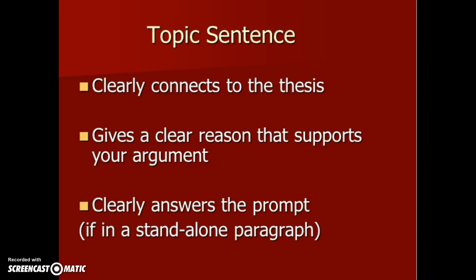First, the topic sentence. The purpose of a topic sentence is to clearly connect to your thesis if you're writing an essay, or clearly answer the prompt if it's a standalone paragraph. Either way, you are giving a clear reason that supports your argument, whether that argument be an answer to a prompt or your thesis for an essay. So your topic sentence is basically telling your reader or your audience what the rest of your paragraph will be explaining and what it will be about. In turn, the rest of your paragraph needs to be focused on proving that your topic sentence is actually correct.